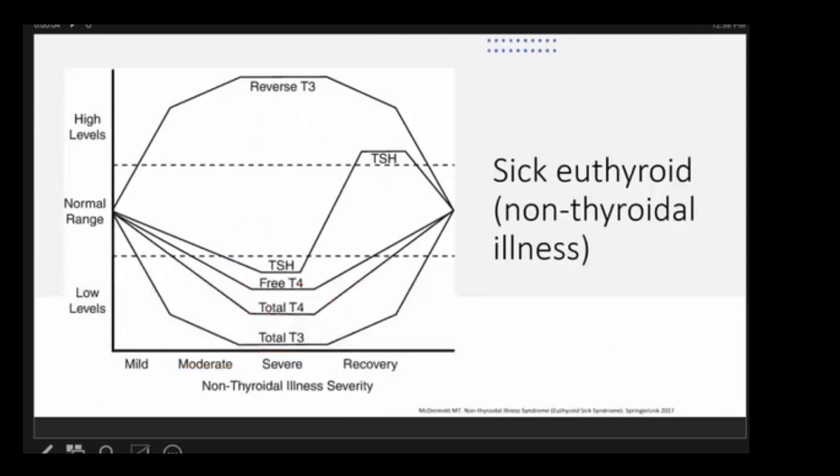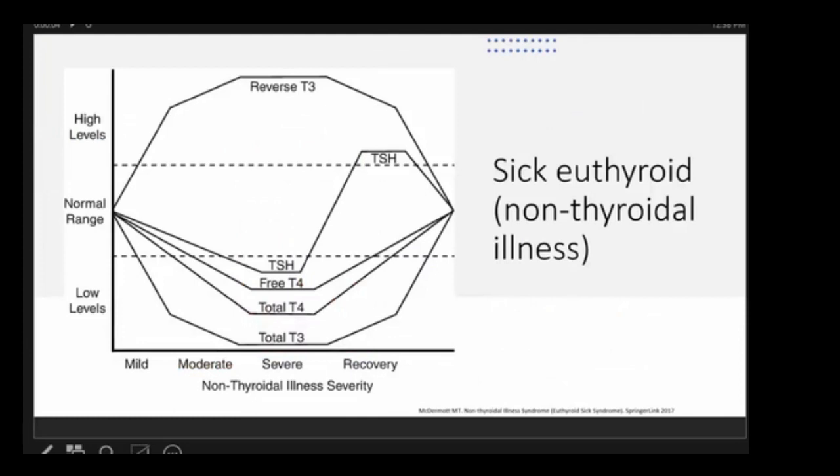Also, as we know, medications can affect TFTs. I won't read through this for you, but the take-home message is to always review the medication list, particularly if they are on anti-epileptics or antipsychotics, as those medicines can affect the thyroid in multiple ways.